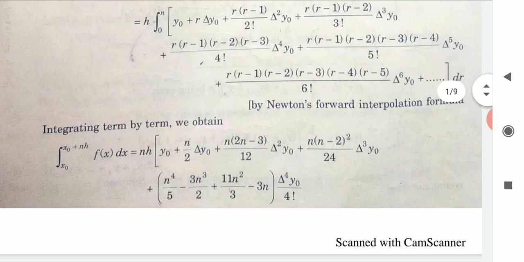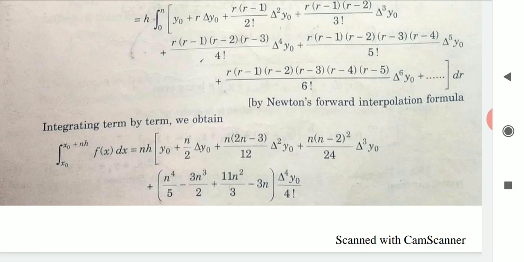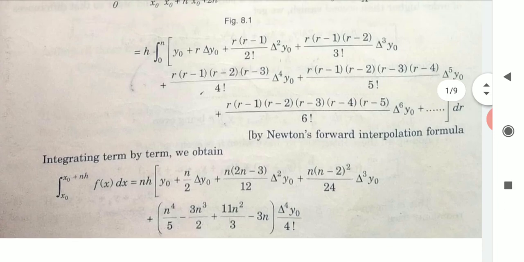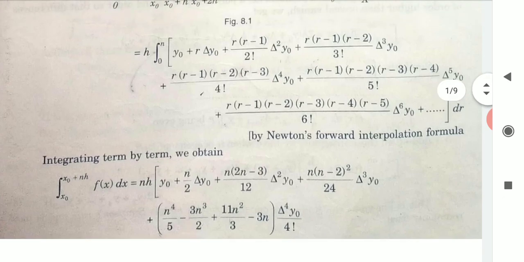Now what will we do next? Yes, we are coming to the end of this derivation. We will integrate term by term. There are many terms here, in fact infinite terms. We have just written 6 only, and then dashes. So we will integrate term by term. So what will we get? Remember h is sitting outside the integration. h into integration 0 to n y naught dr will be n into y naught, as simple as that. So nh y naught. When you integrate each and every term, you will get this particular result.